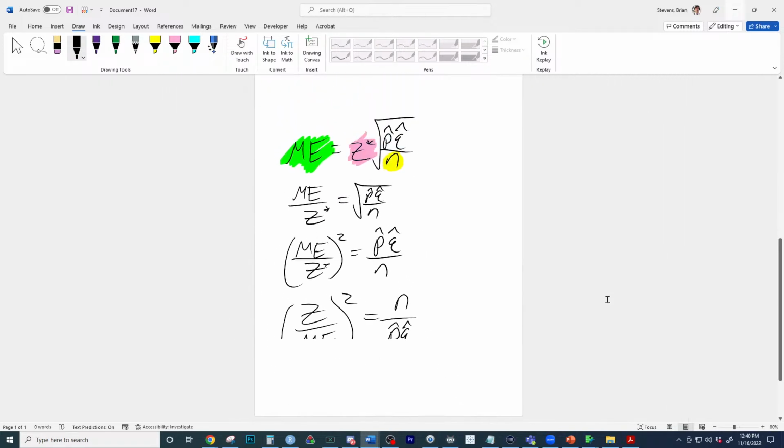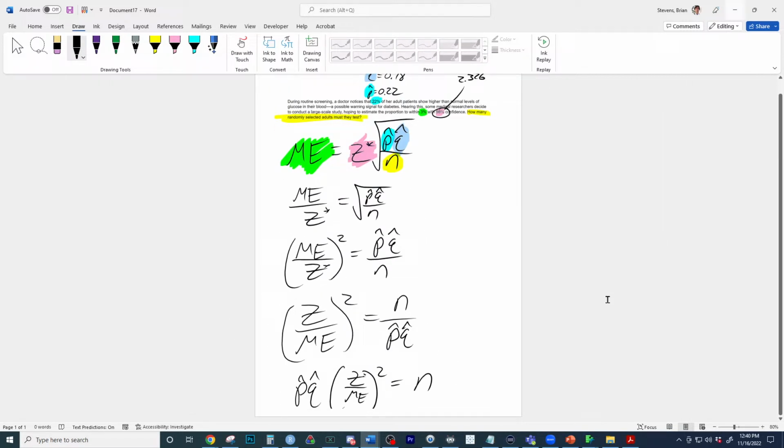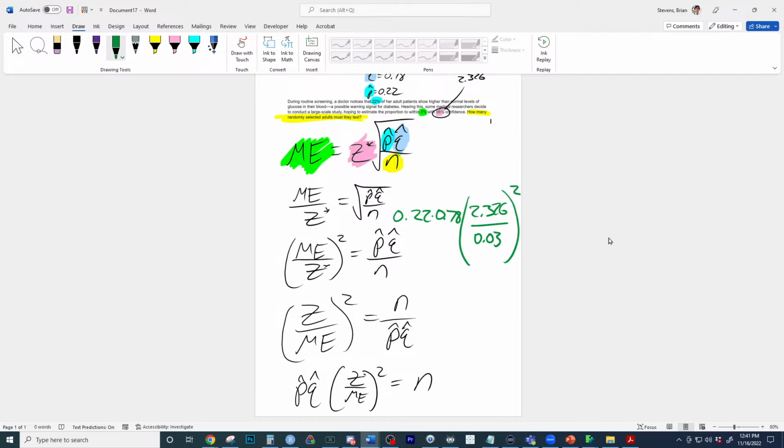We just need to plug in the values. It might be really zoomed out, but there's the equation on the bottom. So I'll write in green, 0.22 times 0.78. Oh my gosh. And z is 2.326. Make sure to do quantity squared.